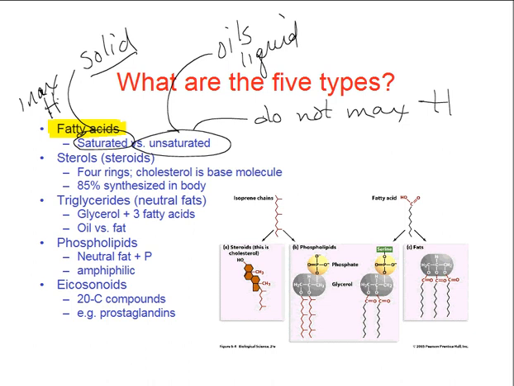You should at least know the difference between saturated and unsaturated in terms of which is liquid, which is solid at room temperature, and which has more hydrogen, which has fewer hydrogen. Sterols, often called steroids, are another class of carbohydrates.